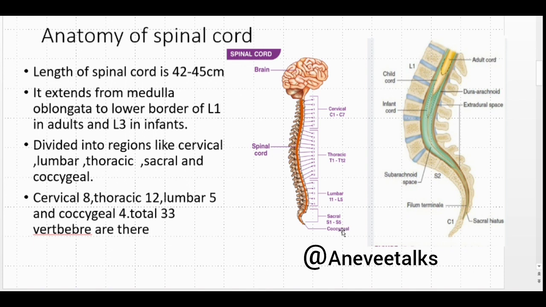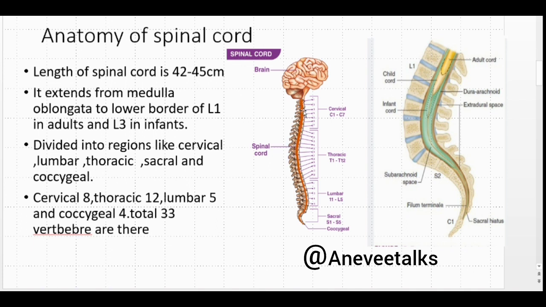We have lumbar 5, sacral 5, and coccygeal 4. So in total we have 33 vertebrae. The spinal cord extends from the medulla oblongata to L1 in adults and L3 in infants. And what is the length of the spinal cord? It is around 42 to 45 centimeters.